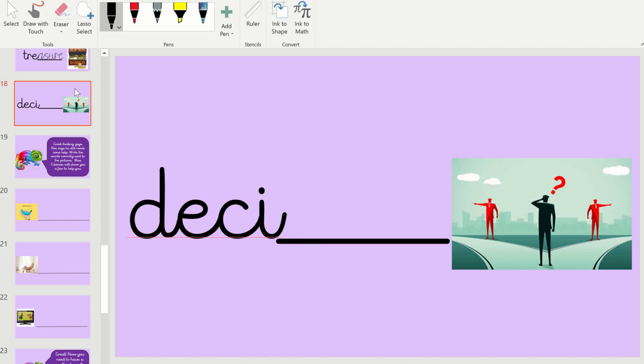That's right, it was decision. The man is trying to make a choice about where to go. So, decision. D-I, the I says an I there, doesn't it? D-I. Decision. We've done that one before, but this one's got a lot of alternate graphemes in it.